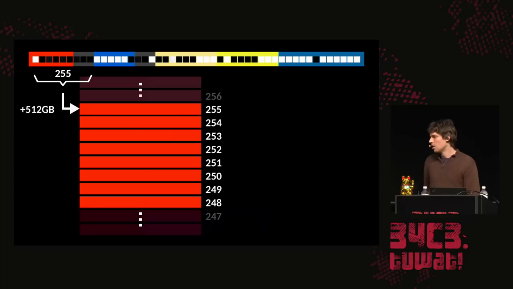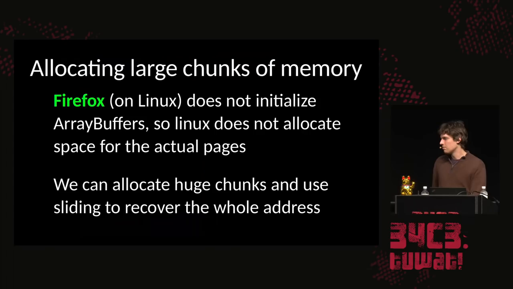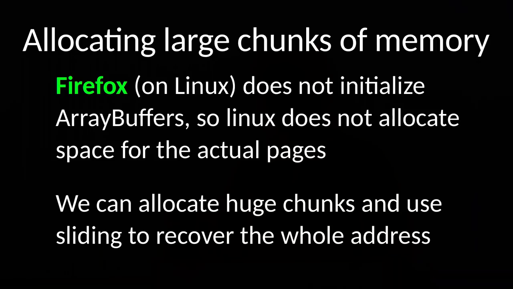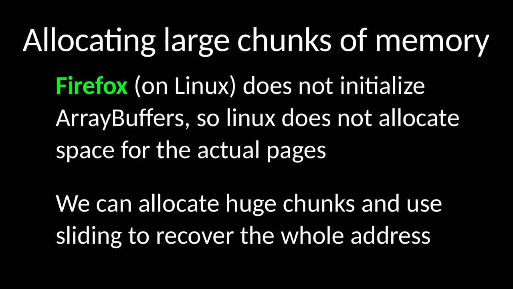But then for the last level, it's kind of too much, 512 gigabytes allocations, and you might have to do that up to 8 times. So maybe not. However, actually, for example, for Firefox on Linux, if you allocate a certain type of object called an array buffer, Firefox doesn't initialize the memory. It just asks the kernel for the memory and then leaves it there.